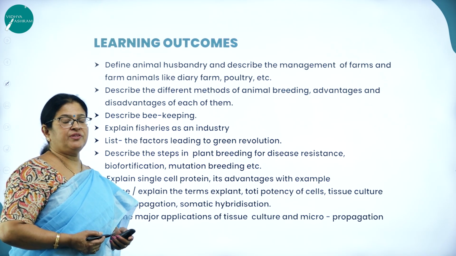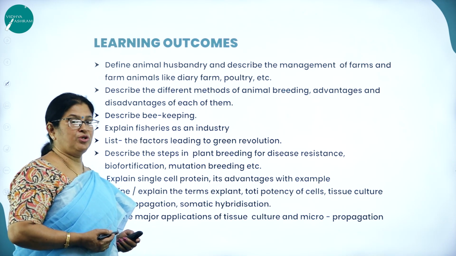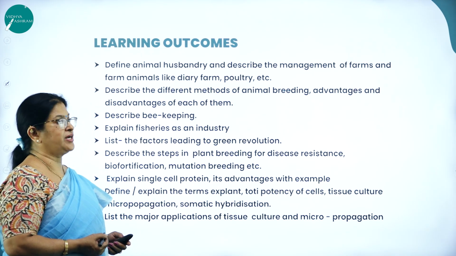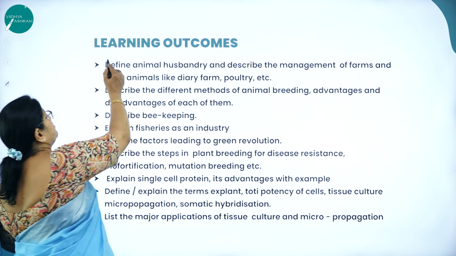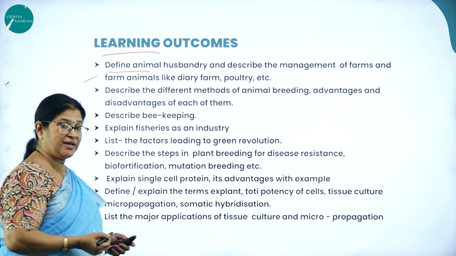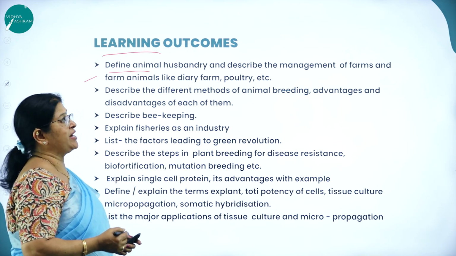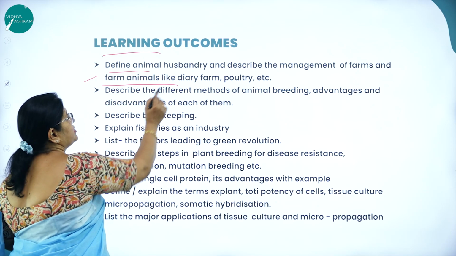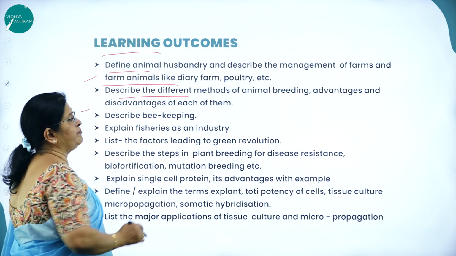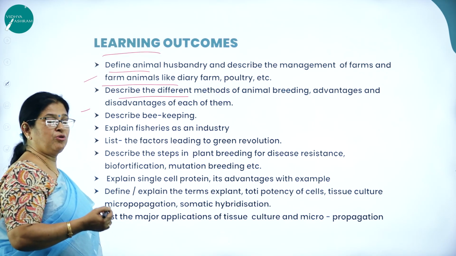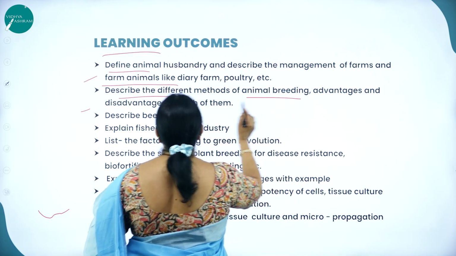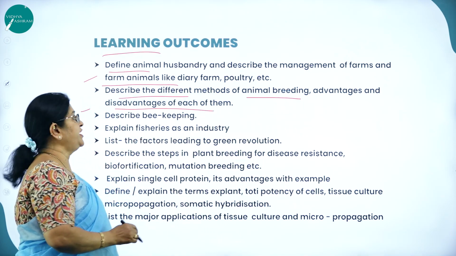So at the end of this chapter called Strategies for Enhancement in Food Production, what are all the things you are going to learn? What will be the learning outcomes? At the end of this chapter, you will be able to define what animal husbandry is and describe the management of farms and farm animals like dairy farm and poultry farm management. Describe the different methods of animal breeding: inbreeding, outbreeding, then outcrossing, crossbreeding, all that. Advantages and disadvantages of each of them.